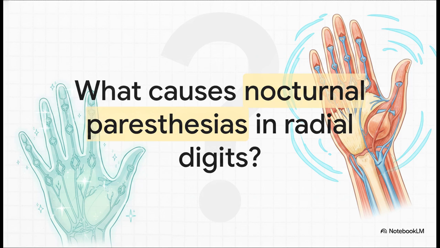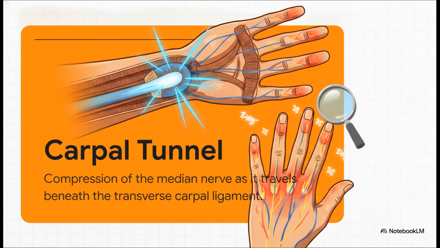A 32-year-old female presents with a nighttime tingling sensation in her hand, relieved by shaking. Sensory deficit is present on the volar aspect of the thumb, index, middle, and radial half of the ring finger. What is your probable diagnosis? A. Ankylosing spondylitis. B. Cervical spine arthritis. C. Temporal arteritis. D. Cervical spine dislocation. Or E. Carpal tunnel syndrome. It's E. Carpal tunnel syndrome.